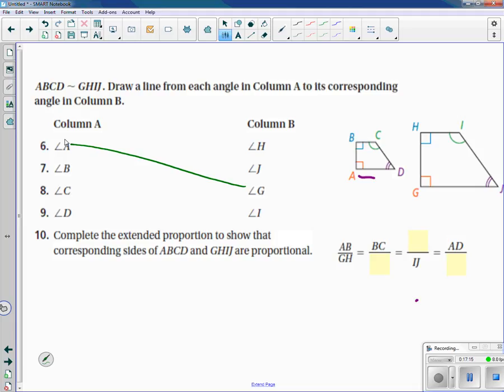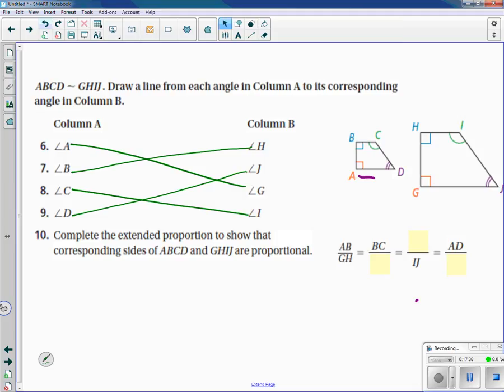Is everybody with me? Now, B needs to go with what? H. C goes with what? I. And D goes with J.